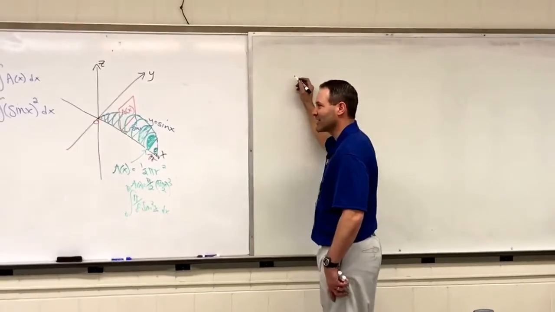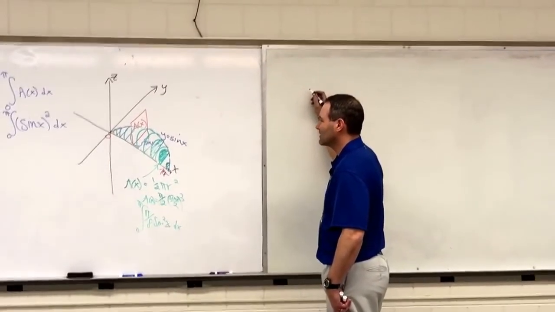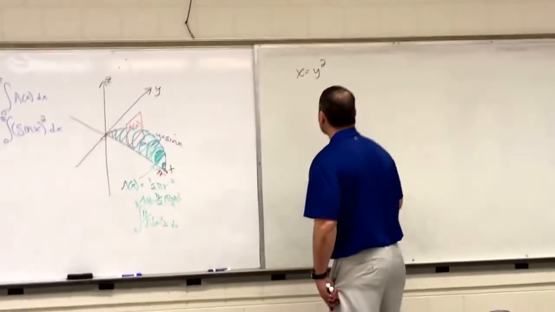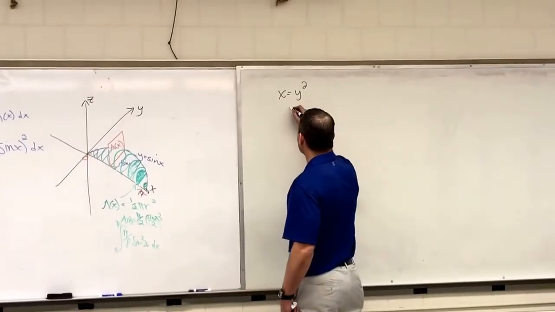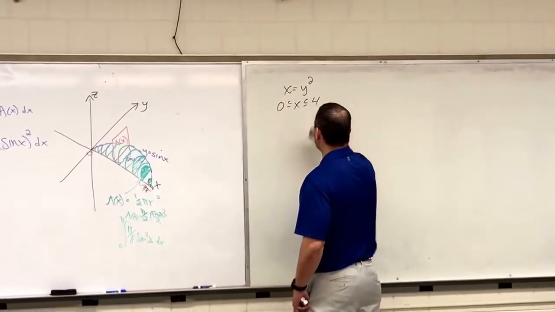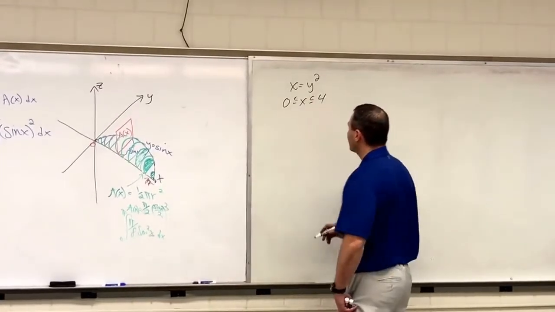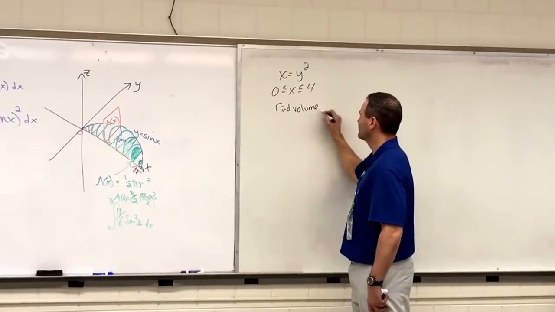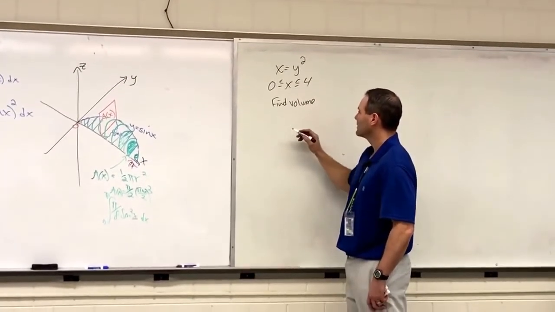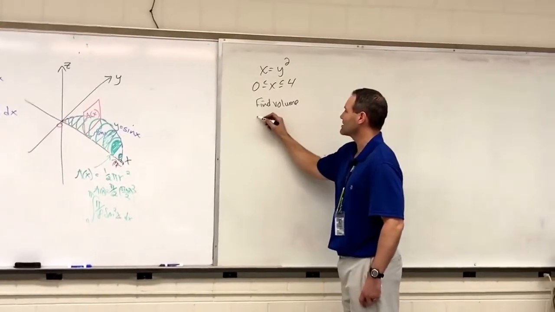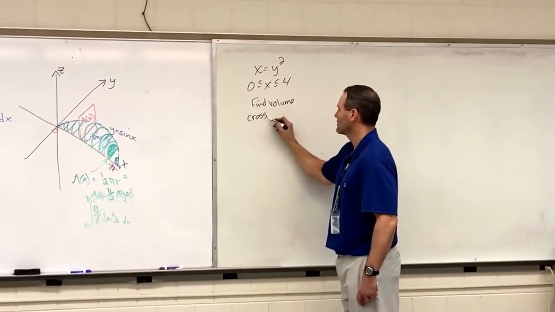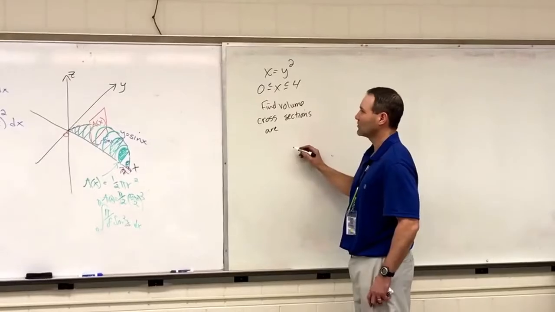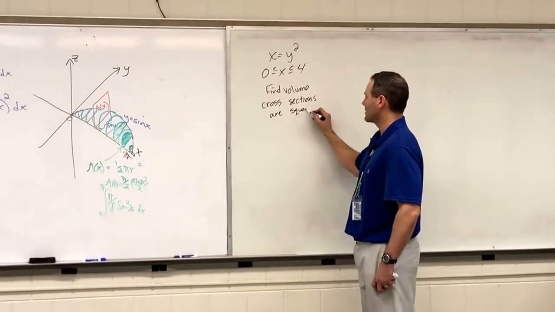Now I gotta think of an example. Let's do x equals y squared, just between 0 and 4. Find the volume. It's a sideways parabola, whose cross sections are, we'll say squares to begin with, but then I'm gonna make it more difficult.